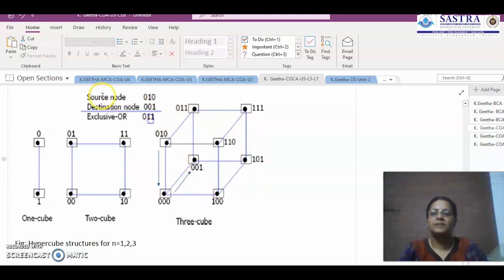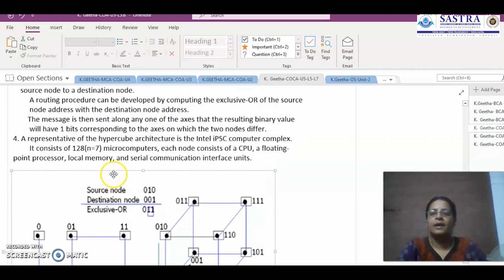Suppose, for example, the source node is 010 as depicted in this diagram, and the destination is 001. So this is going to be the destination. To reach this destination I can follow any path, and to follow this path we XOR the 010 and 001. If you do the XOR operation, it is going to be 011. So the hypercube structures for varying values of n equal to 1, 2, 3 can be interconnected in any of these forms.